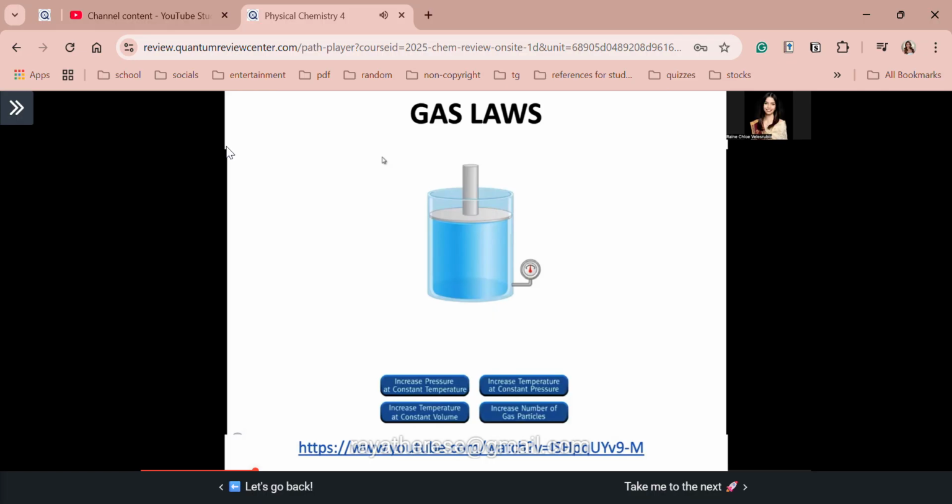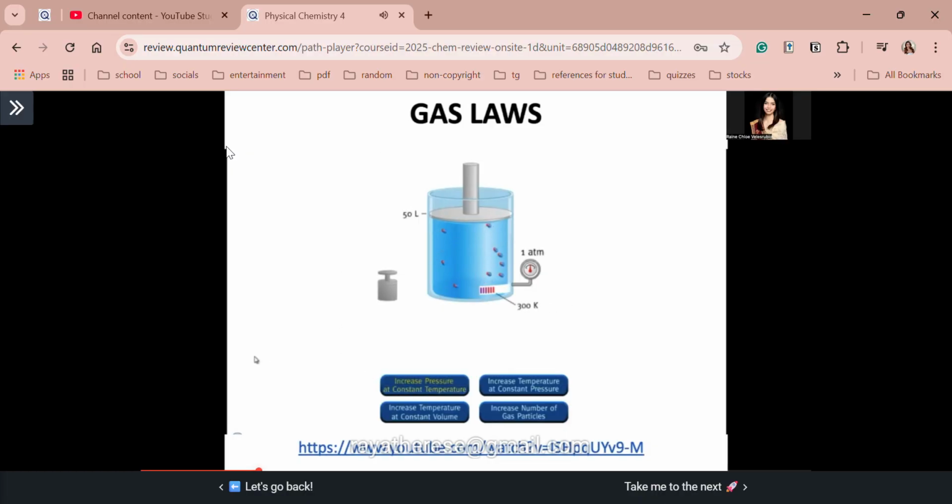To easily visualize our gas laws, okay? Let's watch this video. Consider a gas-filled container that has a movable piston. It is exposed to an atmospheric pressure of 1 atmosphere. Click on one of the buttons to see animations of how temperature, pressure, or the number of gas particles affects the volume that the gas occupies.